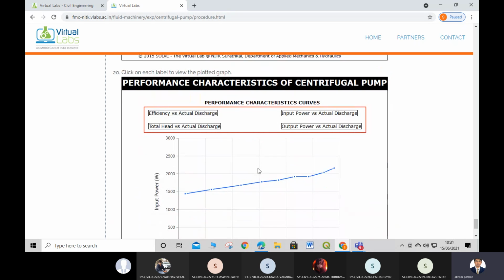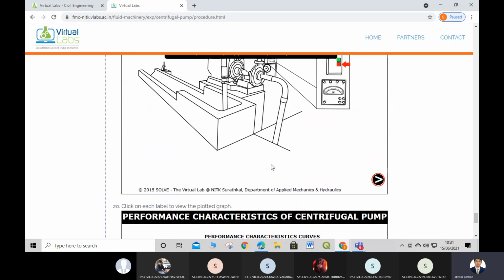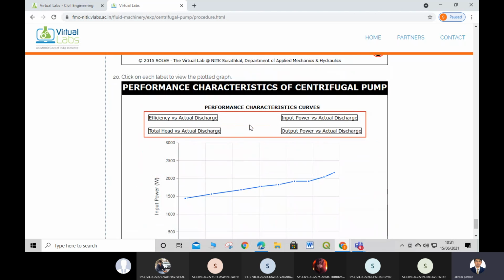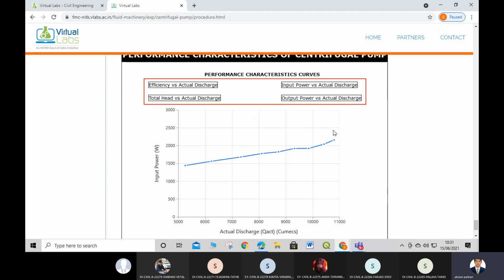So this is how we can develop the practical procedure to determine the efficiency of the pump. And then we have to sketch graphs: efficiency with respect to actual discharge, input power versus actual discharge, output power versus actual discharge, and total head versus actual discharge.